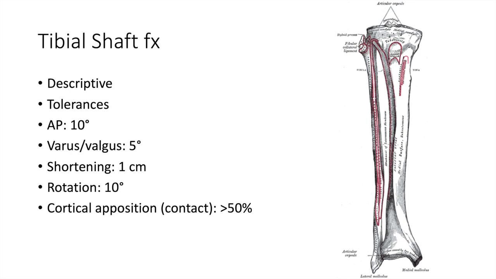So now for AP, you have 10 degrees of deformity allowed. Varus and valgus, only 5 degrees allowed. And so varus has 5 letters, so 5 degrees. Shortening is 1 centimeter, and rotation is 10 degrees. Cortical apposition, not opposition. This is apposition with an A. It's kind of annoying, I know, but we're looking for contact here, so it's greater than 50%. If you think about that logically, we're doing tolerances, so why would you want opposition to be greater than 50? It has to be contact, which is greater than 50%.